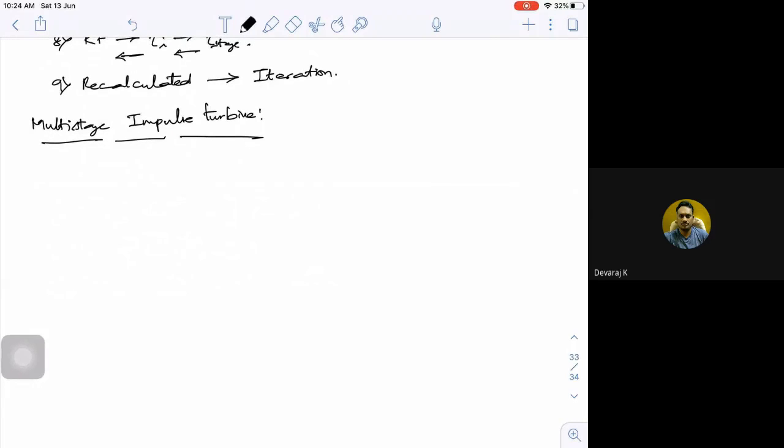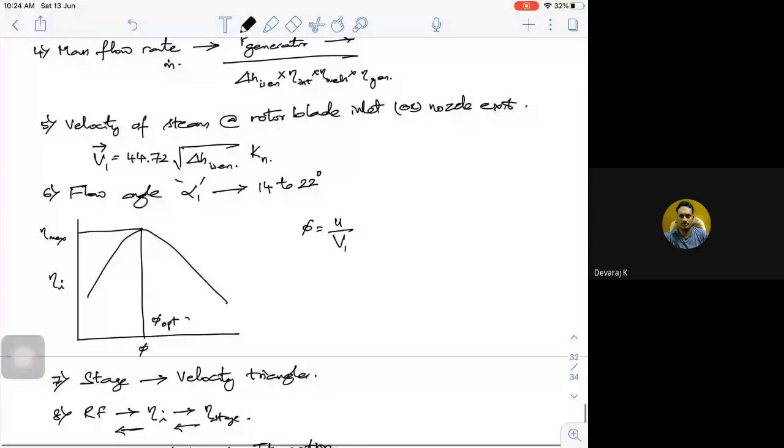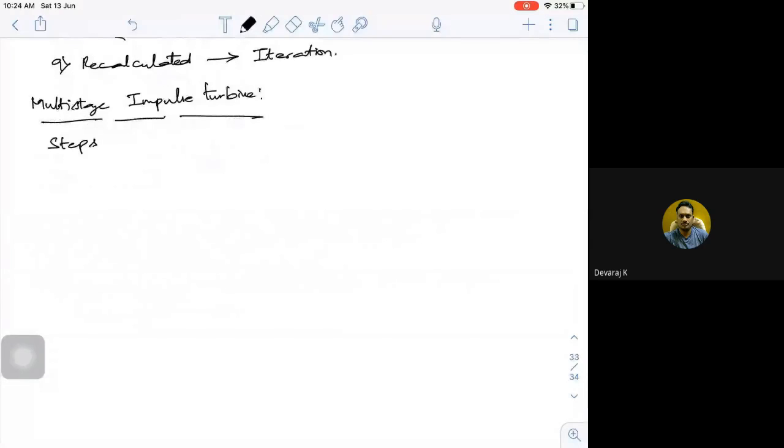See, once I have this, let me write. So steps 1 to 6 remain the same. Once you have this, what is the next step I'm going to do? Let me call that 7. I will assume the value of phi. The value of phi, which is U by V1, is assumed, and I think it has to be between 0.1 and around 0.3 or 0.35.